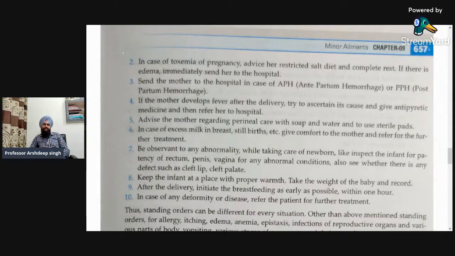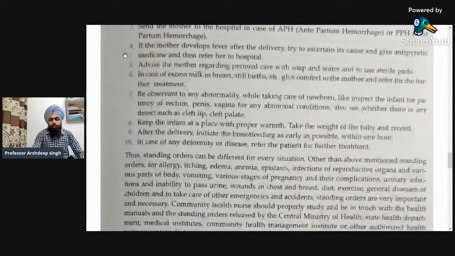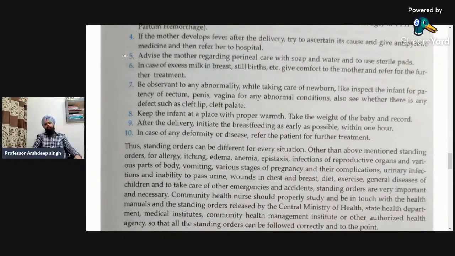Also see whether there is any defect such as a cleft lip or cleft palate. These are the congenital malformations. Next, keep the infant at a place with proper warmth. Just after the delivery, we have to manage the temperature of the baby. That is very important.